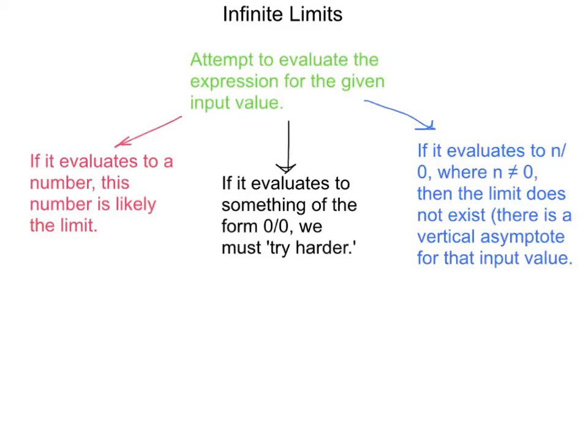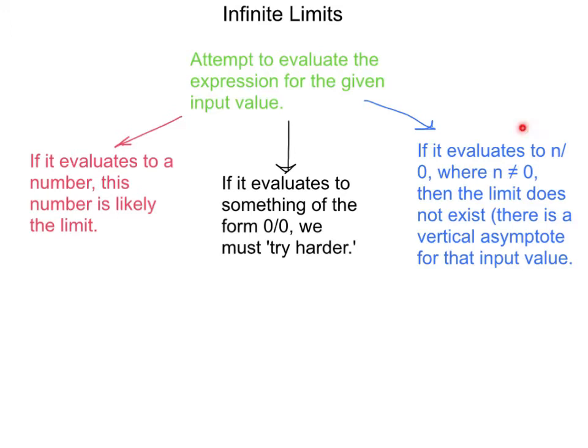Through the last several lessons, we've really fleshed out our understanding of how to work through this case, and this entire picture is our flow chart for how we do limits. We always attempt to evaluate the expression for the given input value, and then there are three possibilities. If that thing is a number, that's the limit. If it's 0 over 0, we try harder. We've looked at lots of those.